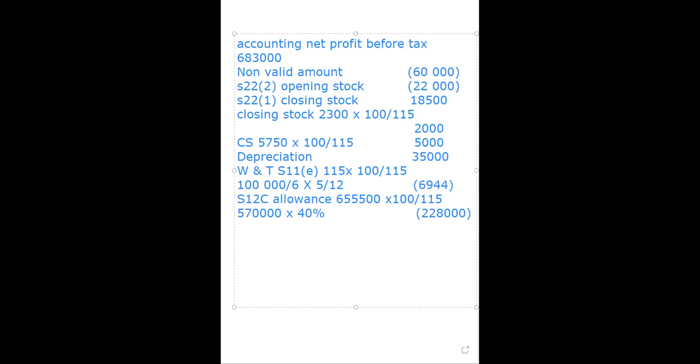So let's first multiply, get an allowance for the 3 laptops and get an allowance for the 1 laptop, because the periods are different. So let's just make things easier for ourselves. So 8,625 rand times 3 times 100 divided by 115 gives us 22,500 rand.